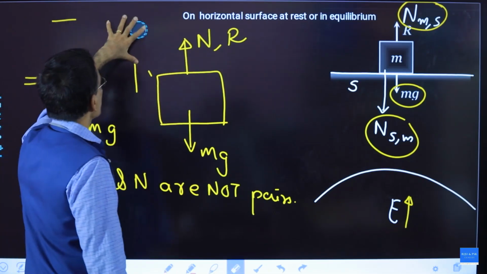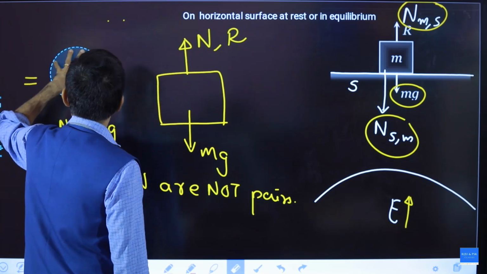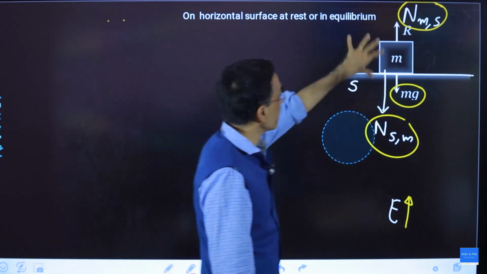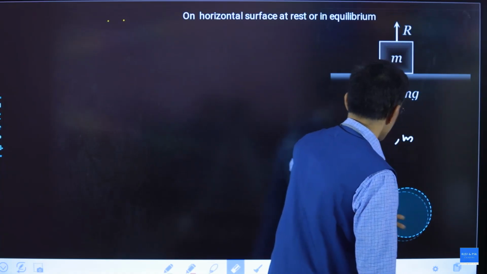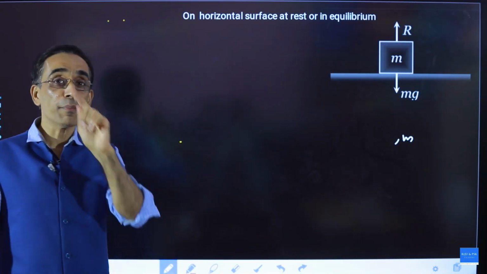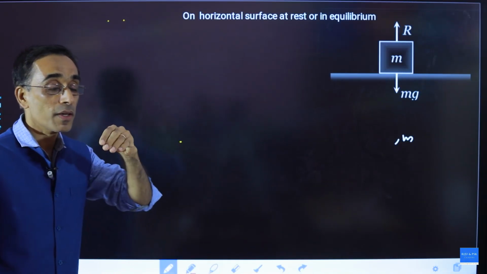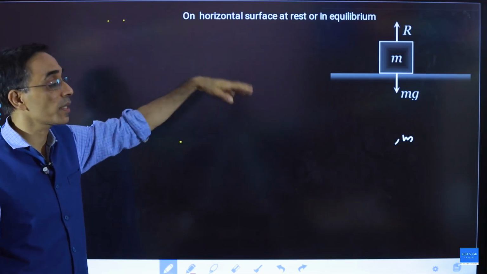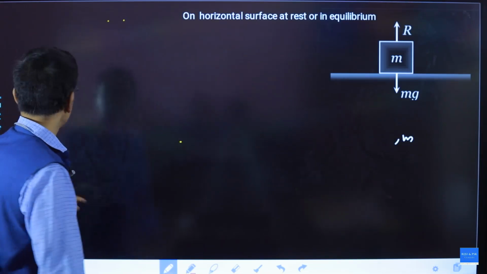So I think that part should be clearly understood. So hereafter many times this will come handy. Every time this will be asked on a horizontal surface, what is the normal reaction? That is equal to mg.